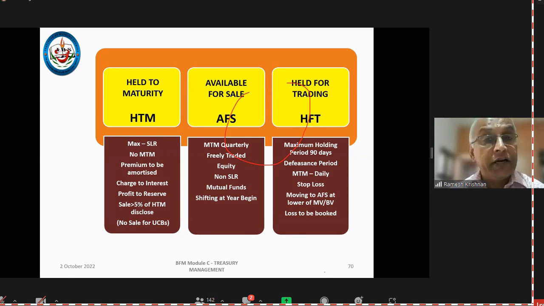If you have started reading your annual report as well as the investor analysis or PowerPoints presented by your management, there will be given what is the MTM, mark to market, or the depreciation on the portfolio. So the HTM category, because the intent is to hold it till maturity, they need not be mark to market.